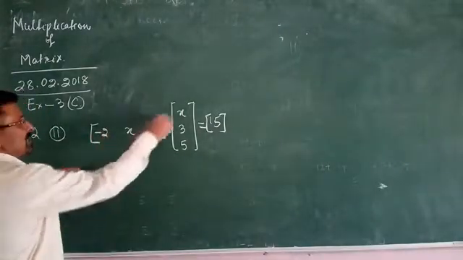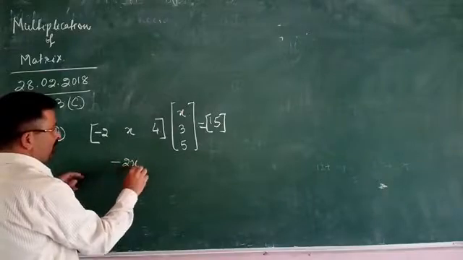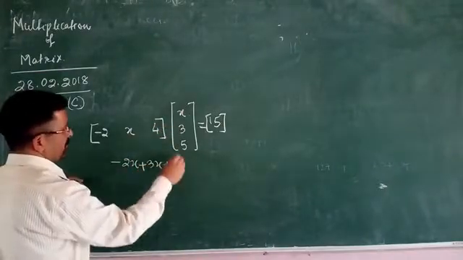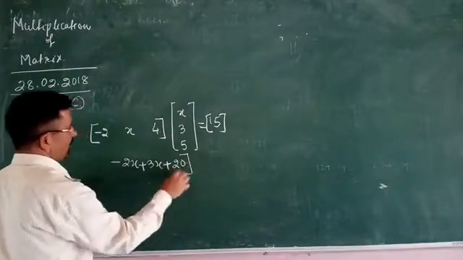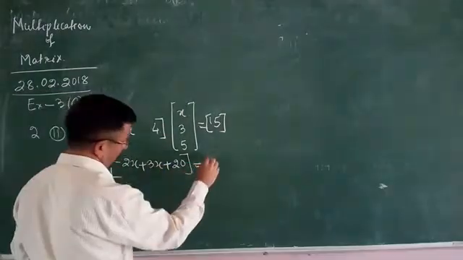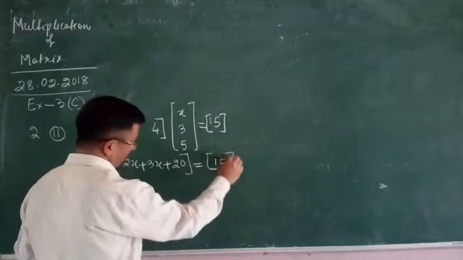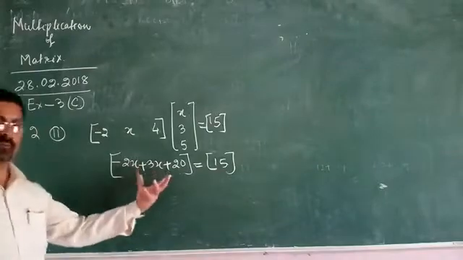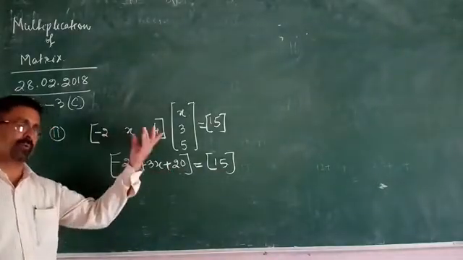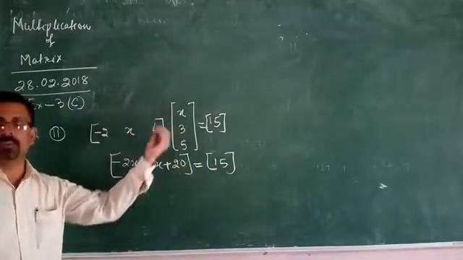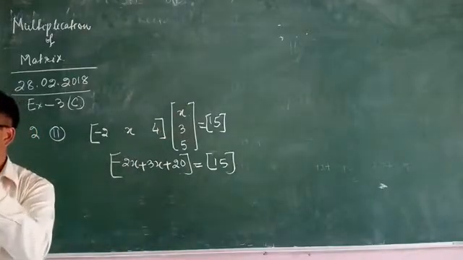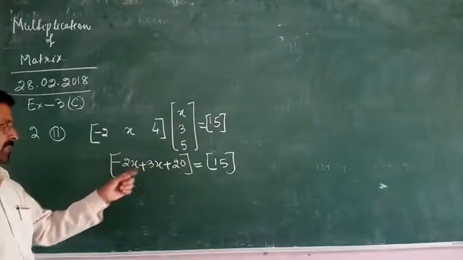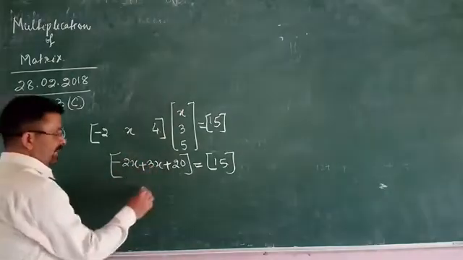So this into this, negative 2x, plus this into this, x, plus this into this, 20, is equal to 15. So this whole thing is multiplied and you get only one element because there was only one row and only one column. So the product of this will come only as one element. Is it okay? After this we can simplify more. This is just x plus 20.